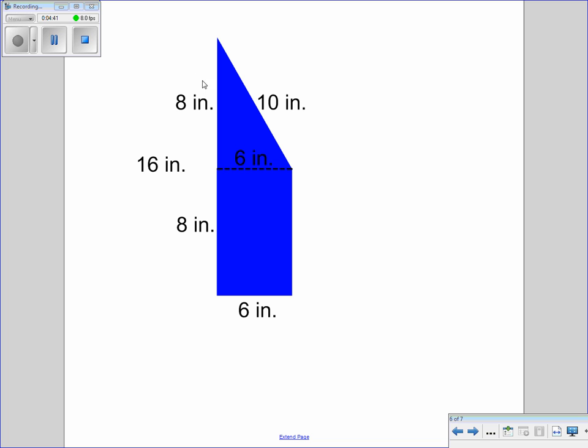And if we wanted to do the perimeter, we would simply go around the outside and do the perimeter. 8 plus 8 is 16, plus 6 is 22, plus another 8 is 30, plus 10 is 40 inches. Remember, perimeter will be in linear measurement, and area will be in square measurement.